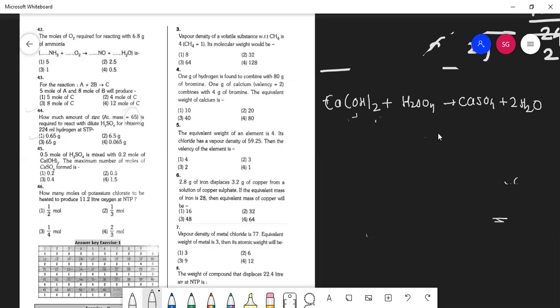What is given? 0.5 moles of H2SO4 is mixed with 0.2 moles of Ca(OH)2. The maximum moles of CaSO4 formed. Okay. Now, can I say 1 mole of this reacts with 1 mole of this, gives 1 mole of this and 2 moles of H2O? Yes, sir. Okay. H2SO4, how much moles are given to me? 0.5 moles. And Ca(OH)2, how much moles are given?